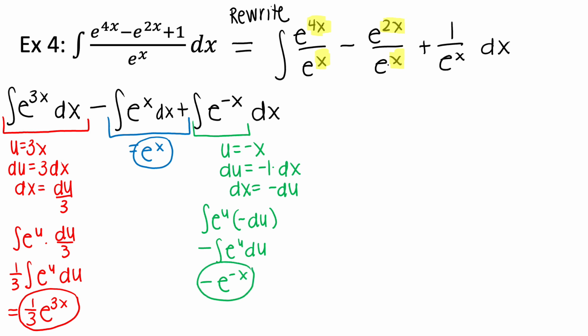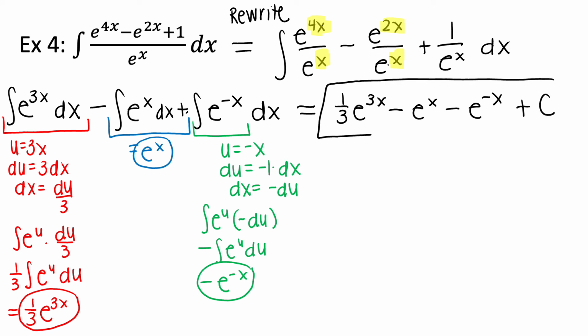So now we can go ahead and replace each integral with what we found. So the integral of e to the 3x is 1/3 e to the 3x. Then we're going to subtract the integral of e to the x, which is e to the x. And then we're going to add the negative, so we'll subtract e to the negative x. And because this is an indefinite integral, we're going to finish with a plus c. And again, it is okay to leave those negative exponents for now. So go ahead, take a look over, ask any questions that you have on each individual piece or on the problem as a whole.